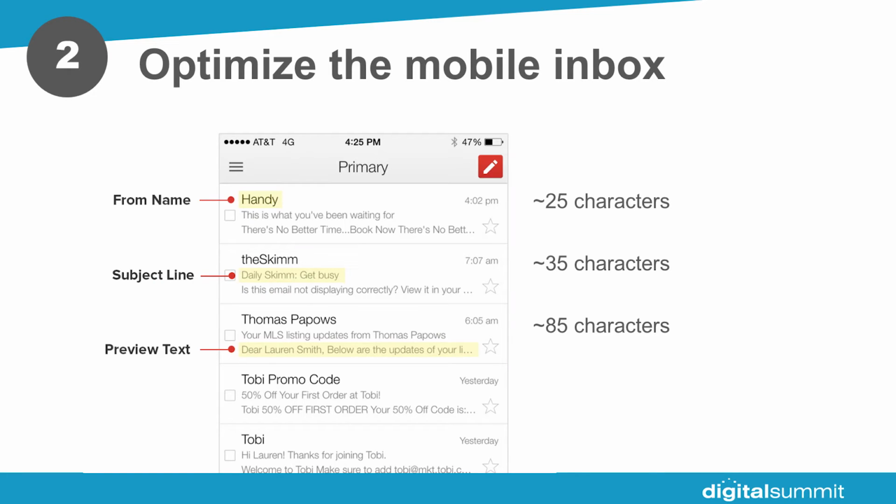So my second tip is to optimize the mobile inbox. This is the last thing that we typically think about as marketers, but it's the first thing that your subscriber is going to see. Your from name, your subject line, and something called your preview text is going to be the first thing that subscribers see and is going to be an influence about whether or not they open your email. By optimizing your from name, your subject line, and your preview text for the mobile inbox, you're going to be able to get more opens and finally get more clicks.